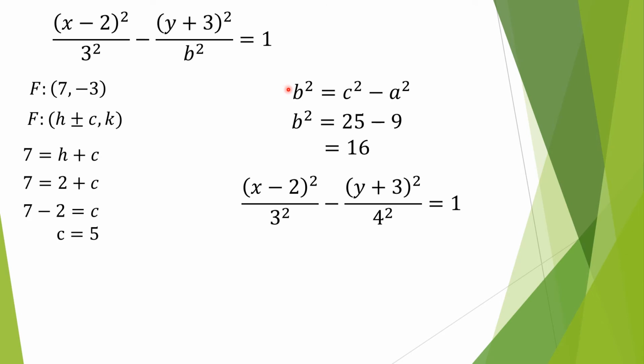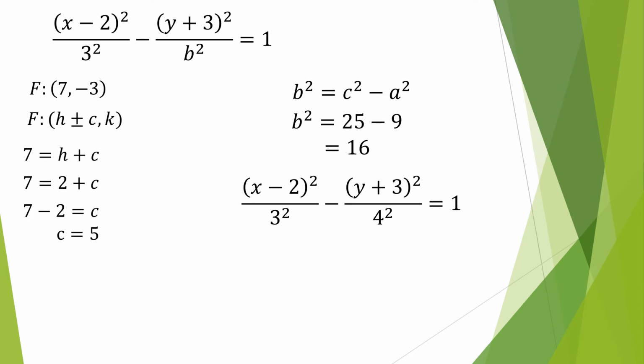And now we can solve for b. So we have b squared equals c squared minus a squared. Then the value of c is 5, so 5 squared is 25. The value of a is 3, so 3 squared is 9. And 25 minus 9 is 16. So our b squared is equal to 16.